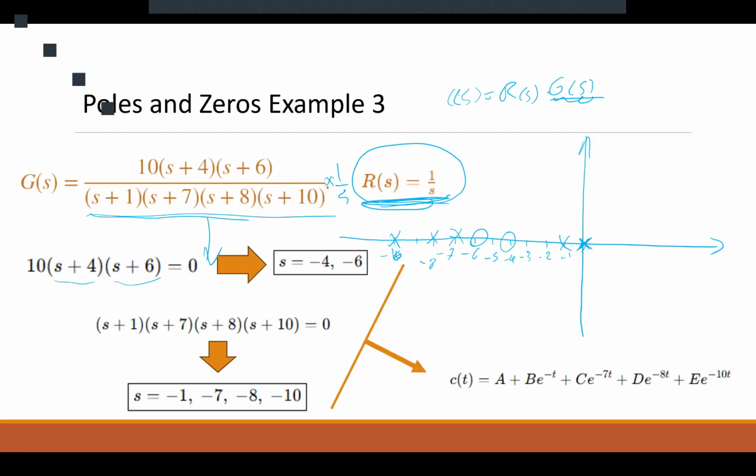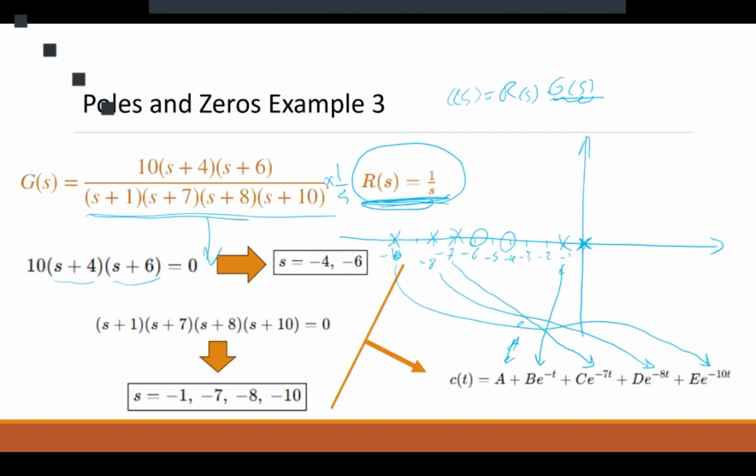Now, if you run the same analysis, we know that c of t is going to have one term that is a coefficient times e to the power of 0t, which is 1. Another term with the pole at minus 1, another term for the pole at minus 7, another term for minus 8, and another term for minus 10. Are we good?